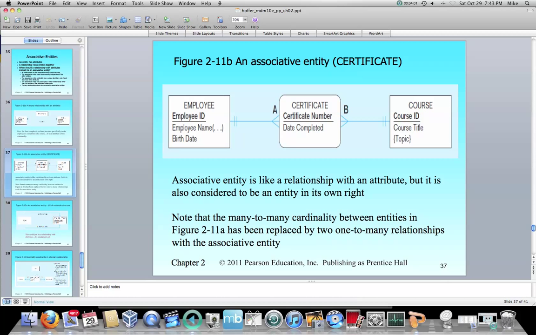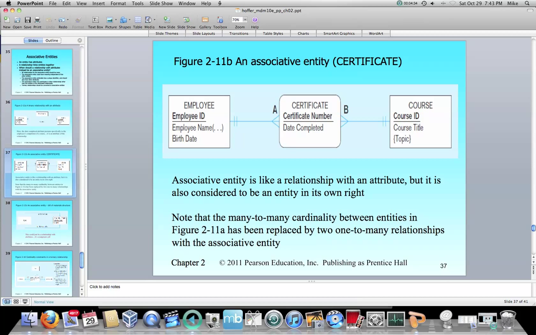There is a mandatory one-to-many relationship between employee and certificate, and a mandatory one-to-many between course and certificate. Think about the logic of it. You could not have a certificate that is only associated with a course. And conversely, you could not have a certificate that's only associated with an employee. The certificate has to be associated with both an employee and a course.